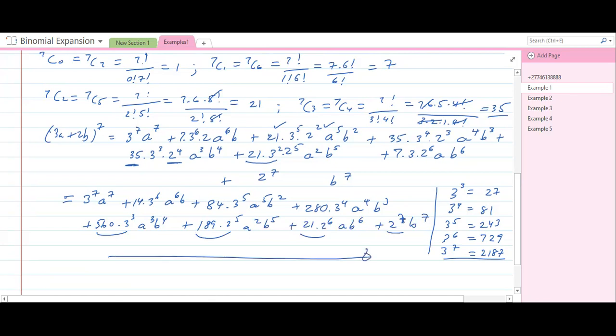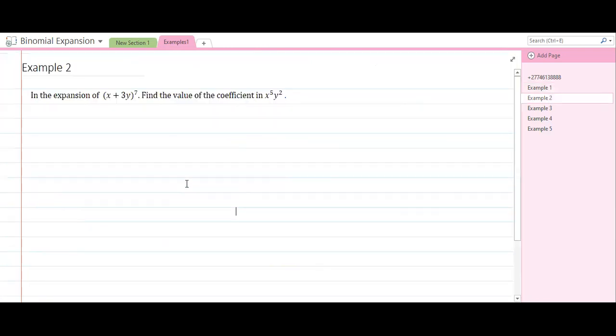Let us move on to question 2, example 2. In the expansion of x plus 3y to the power 7, find the value of the coefficient in x to the power 5 y squared. So we want to know what's the number next to x to the power 5 y squared. What's the number next to x to the power 5 y squared?